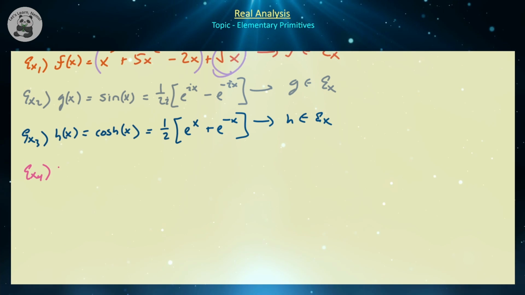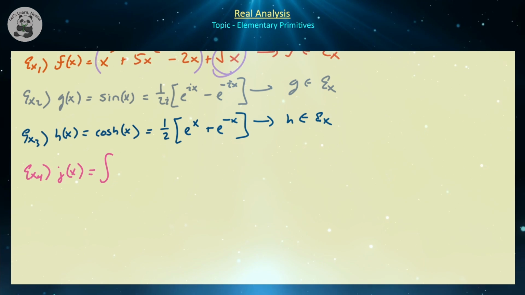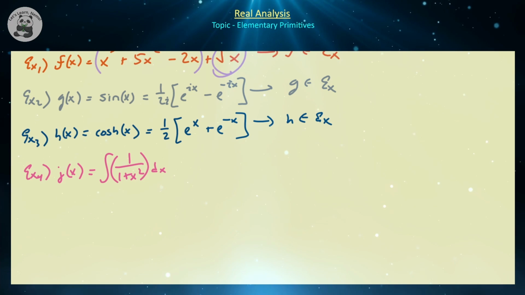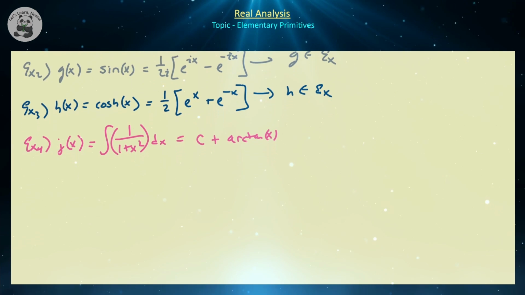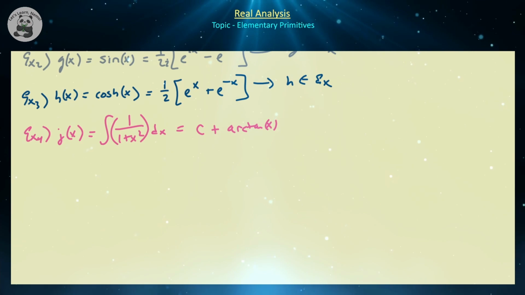Example 4, let's define j of x to be equal to the antiderivative of 1/(1 plus x squared). So 1/(1 plus x squared) is a rational function, but what is its antiderivative? We should know that the antiderivative of 1/(1 plus x squared) is equal to c plus arctangent of x. Now, c obviously is an elementary function, but what about arctangent? Again, I didn't mention any inverse trigonometric functions, but keep in mind, if trigonometric functions can be represented as exponential functions, then their inverses should be able to be represented in terms of logarithmic functions, and indeed they can.